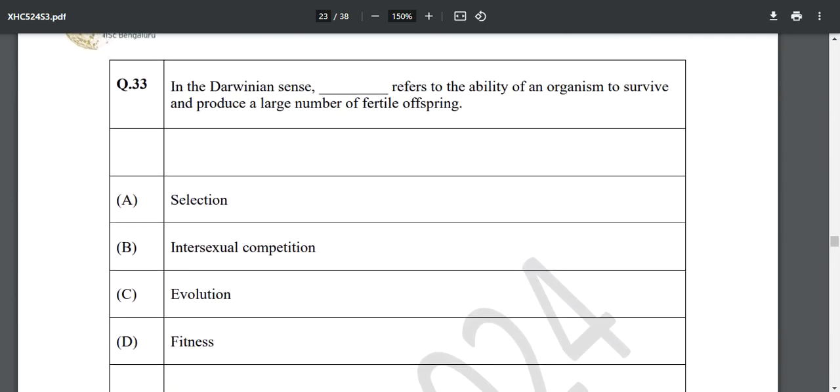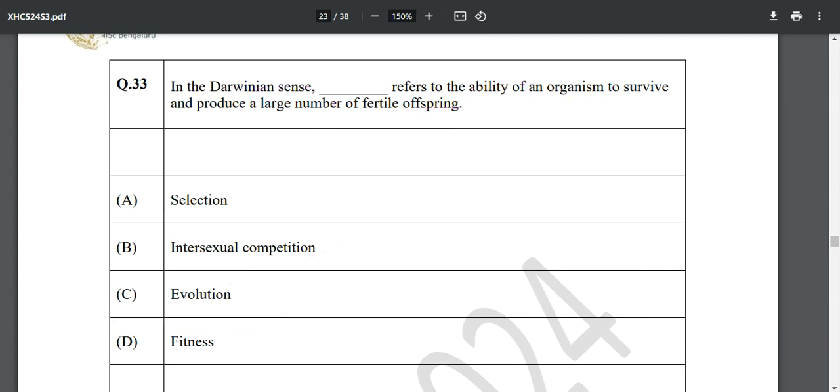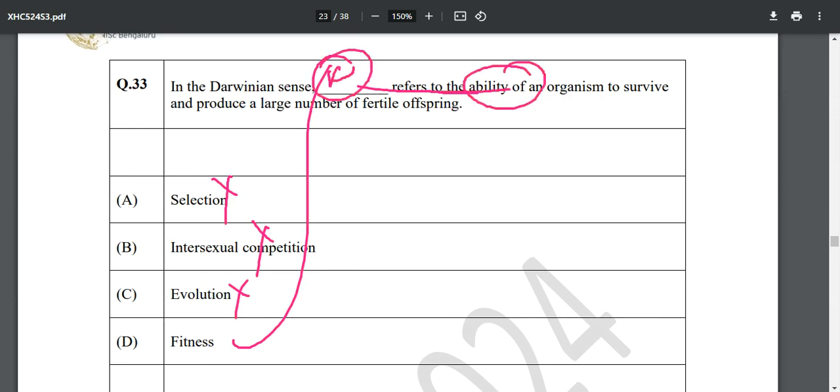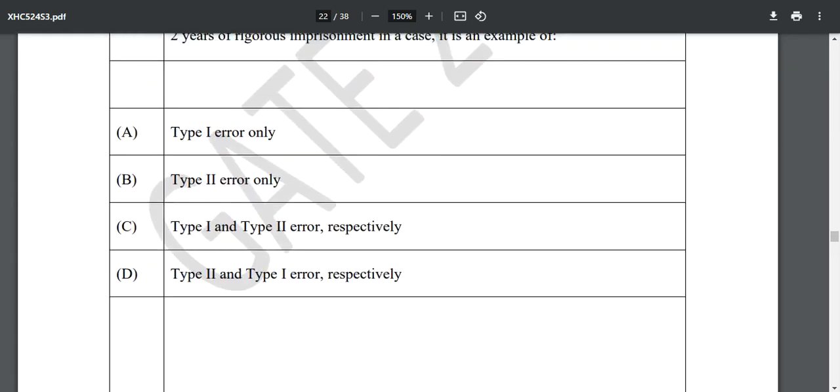In the Darwinian sense, dash refers to the ability of an organism to survive and produce a large number of fertile offspring. Selection? Selection refers to an ability of an organism to survive. Intersexual competition? Why are they having the competition? Evolution or fitness? The correct answer is option D, fitness, not selection. In the Darwinian sense, fitness refers to the ability of an organism to survive. With survival of the fittest, if we are fit, we will survive and can produce a large number of fertile offspring for the coming generations. Then we will evolve.